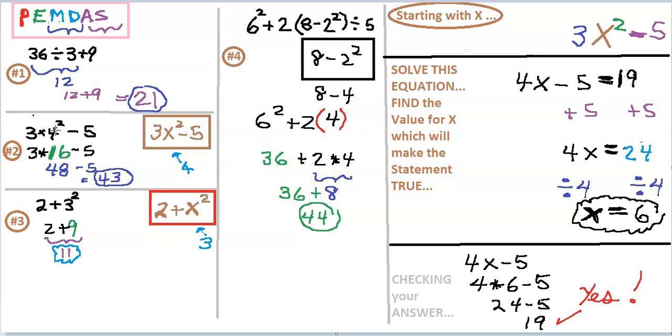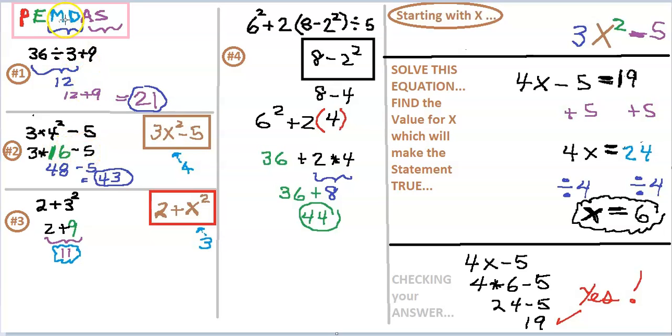Down here we've added another operation. We have powers or exponents. So now we're going to have to do exponents, then multiply, divide, add, subtract. So we have 4 squared, that's 16. So now the problem is 3 times 16 minus 5.